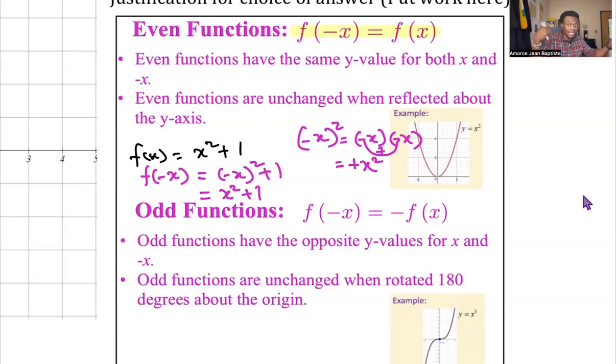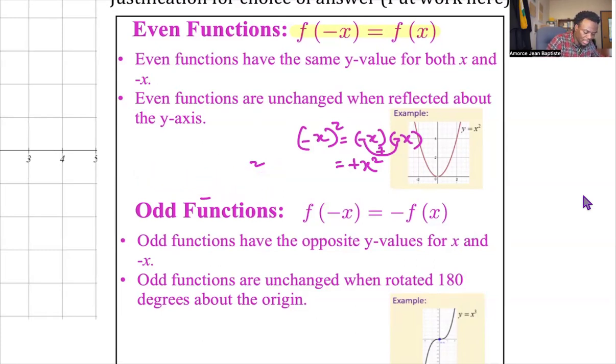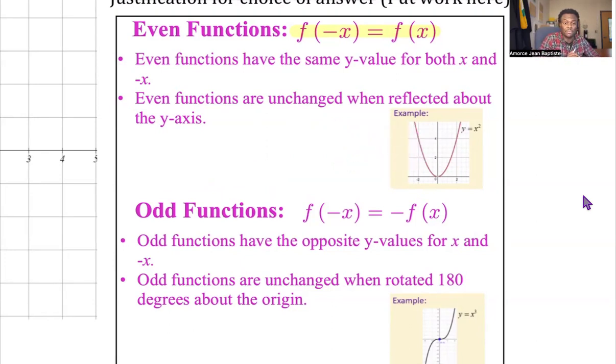So x and negative x have the same y value. This function is even when x and negative x have the same output. When x and negative x have the same output, the function is even. Or when f of x equals f of negative x, the function is even.